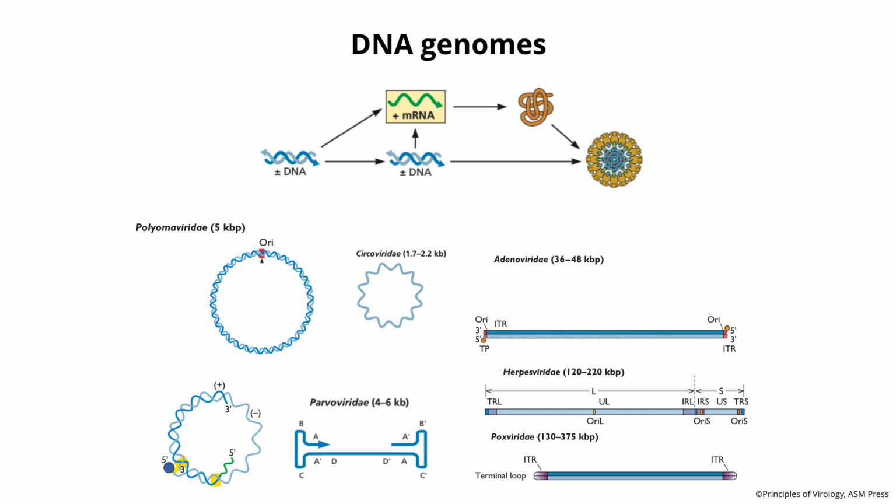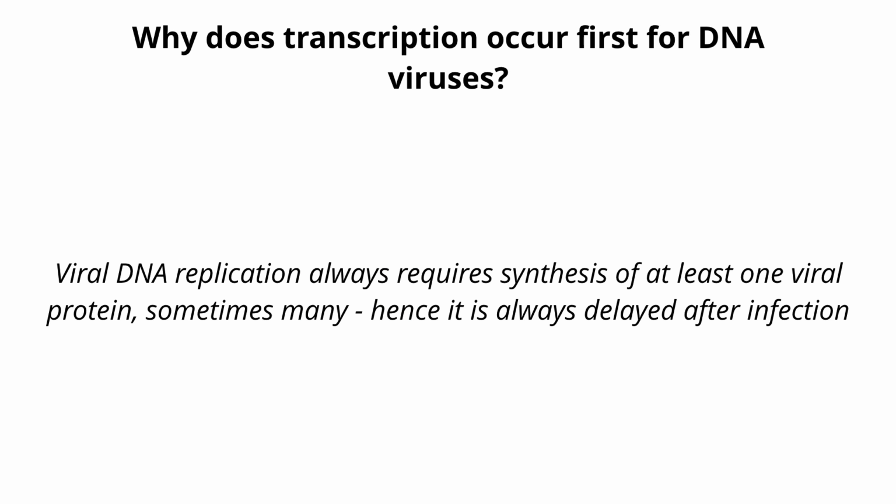So remember, to make mRNA, you need a double-stranded genome. If it's not double-stranded, if it's single-stranded or gapped, you have to first repair it, and then you can make mRNA. So why is it so important to make mRNA first? That's because viral DNA replication always requires the synthesis of at least one viral protein, and sometimes many more, and that's why you have to make mRNA. You can't replicate your genome until you make at least one of those proteins. And next time we're going to talk about how you take these viral proteins and use them to replicate DNA.